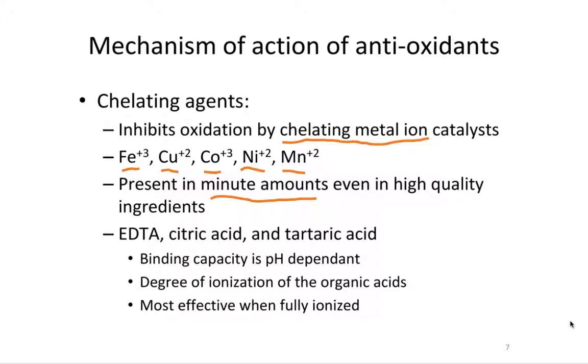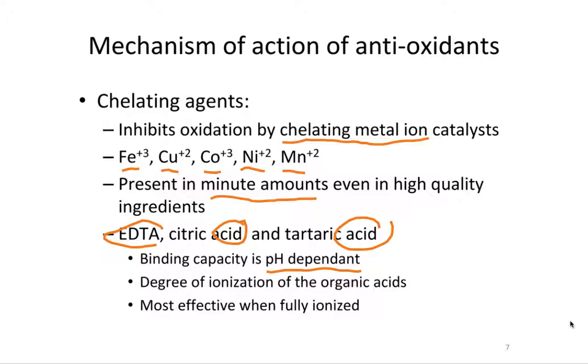Some examples of commonly used chelating agents in dosage forms: EDTA, citric acid, and tartaric acid. These three chelating agents are very widely used in dosage forms. The binding capacity of these three chelating agents depends on the pH of the solution. That's because, if you note here, that's an acid, that's an acid. This is actually ethylenediaminetetraacetic acid.